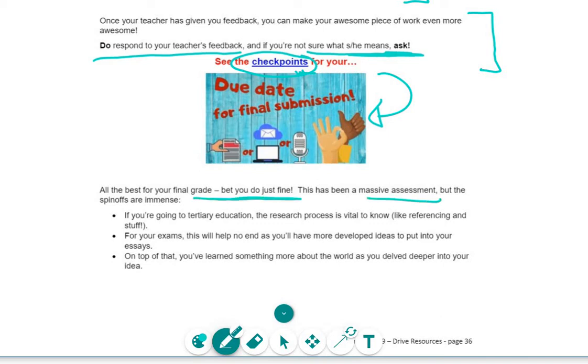It's a massive assessment, but the spin-offs are immense. So you've got 3 key things here. If you're going to tertiary education, the research process is vital to know, like referencing and things. For your exams, this will help no end, because you'll have all those developed ideas. And on top of that, you've learned something about the world, so it's actually a really worthwhile assessment.